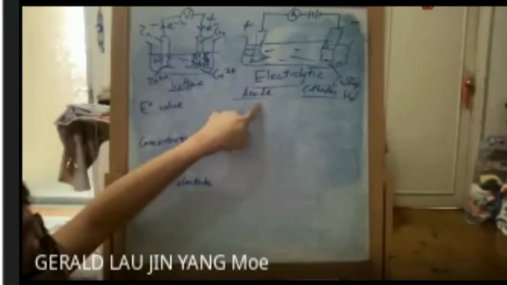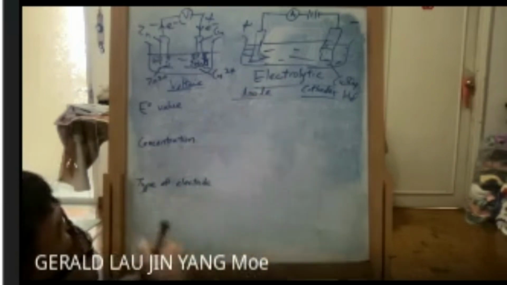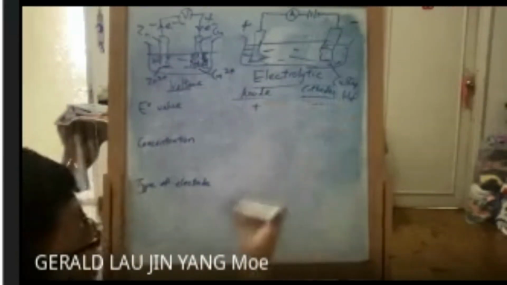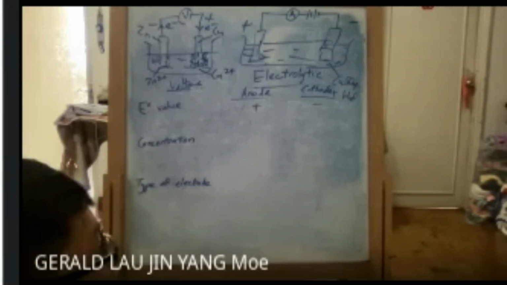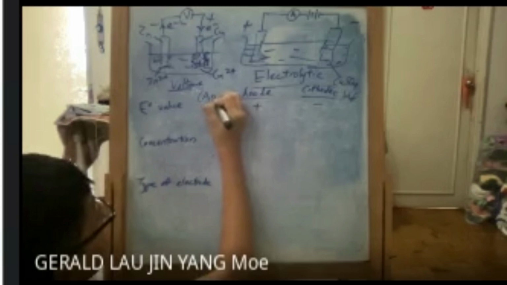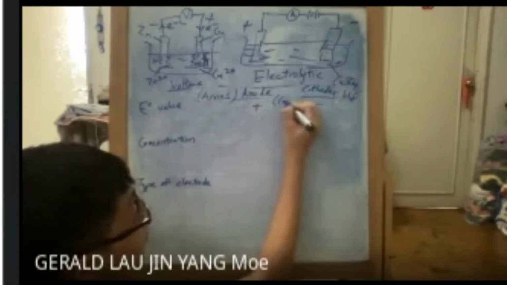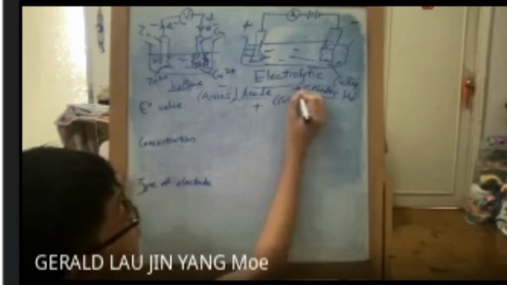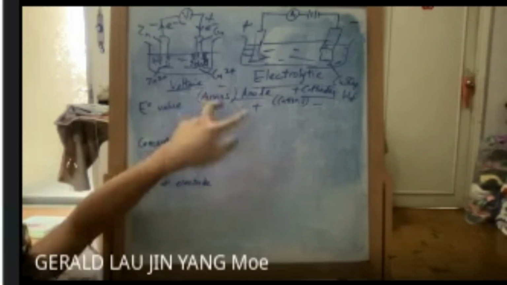Okay, anode, cathode. What ions are attracted to the anode? Anode in an electrolytic cell is positive, cathode is negative. The ions attracted to the anode are anions, and anions are negative. Ions attracted to the cathode are cations, which are positive. Understand? So anions will attract because opposites attract. Anode is the positive terminal in an electrolytic cell.